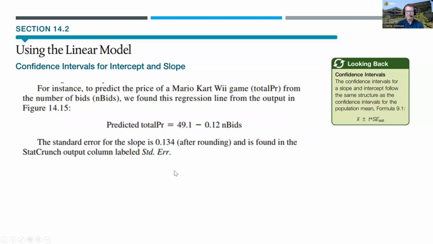For instance, to predict the price of a Mario Kart Wii game, total PR, from the number of bids, we found this regression line from the output in figure 14.1.5. Predicted total PR is 49.1 minus 0.12 times the number of bids. The standard error for the slope, 0.134 after rounding, is found in the StatCrunch output column labeled standard error.